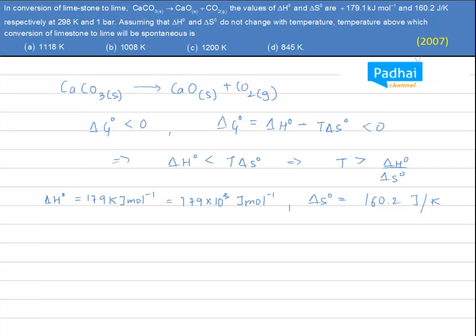So that means if I put the values, temperature should be greater than 179 into 10 raised to power of 3 divided by 160.2. If you calculate, this comes out to be nearly equal to 1118 Kelvin. So that means option A is correct.